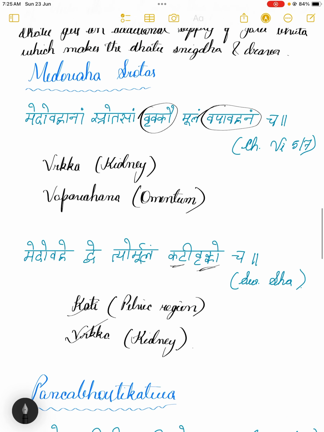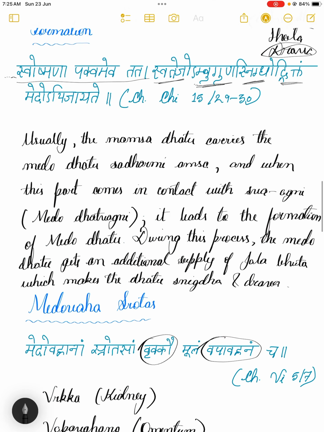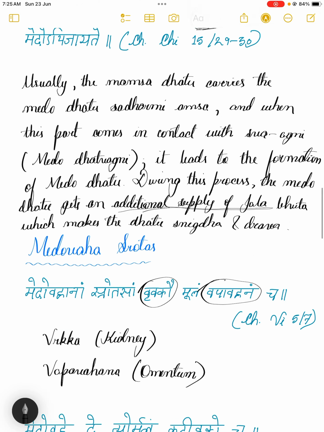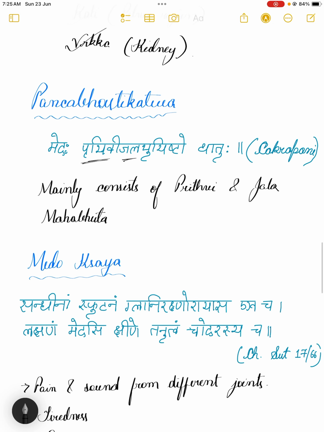Definitely, as we have studied in the formation, this Medo Dhatu gets an additional supply of the Jal Mahabhut in the Ambuguna. That is why it has the Panchabhautikatva of Jal. And why Prithvi? Because Prithvi is very much required for firmness, solidness, hardness, compactness and density. That is why the Medo Dhatu mainly consists of Prithvi Mahabhut and Jal Mahabhut.